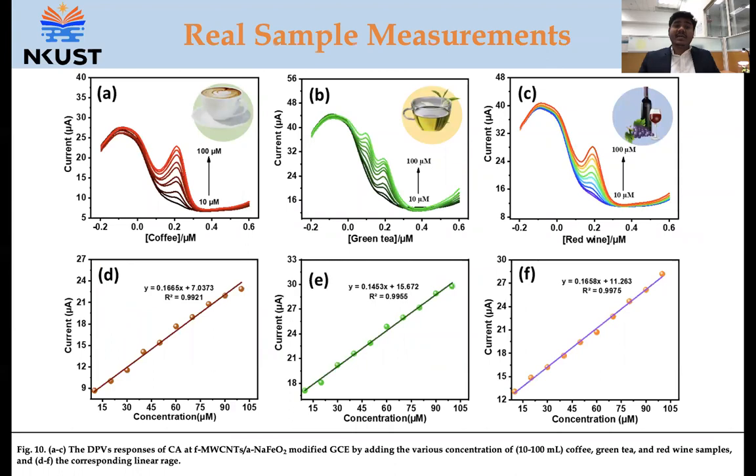Finally, we observed the caffeic acid performance of the electrocatalyst in different real samples, such as coffee, green tea, and grapes medium. After the raw sample was injected into the electrolyte medium, we observed a good sensing display in these three real samples. So here we can confirm that our proposed sensor shows good sensing ability towards caffeic acid.